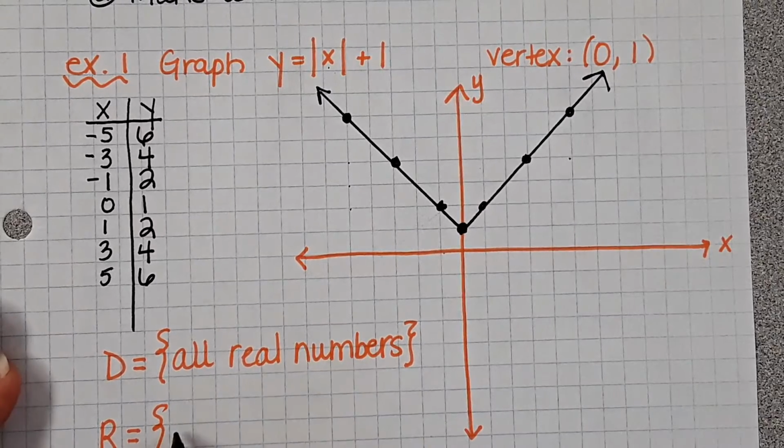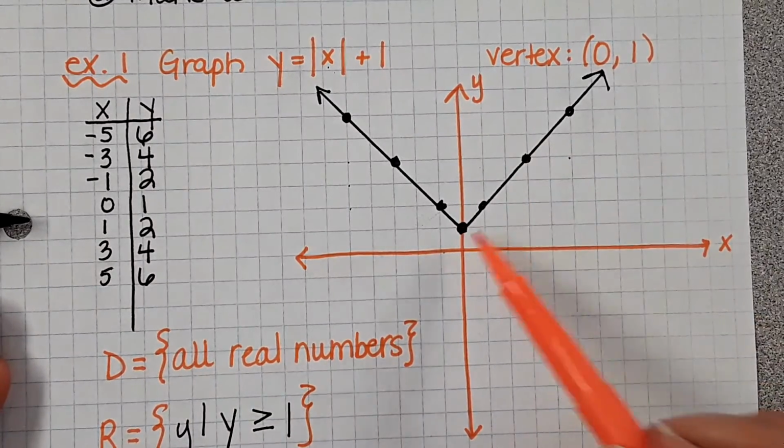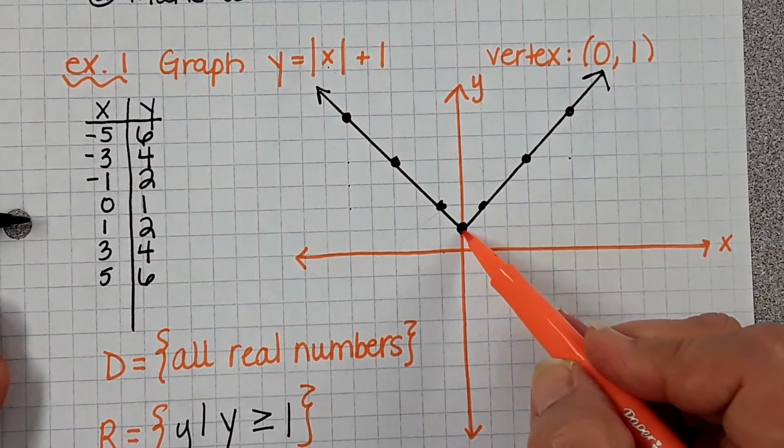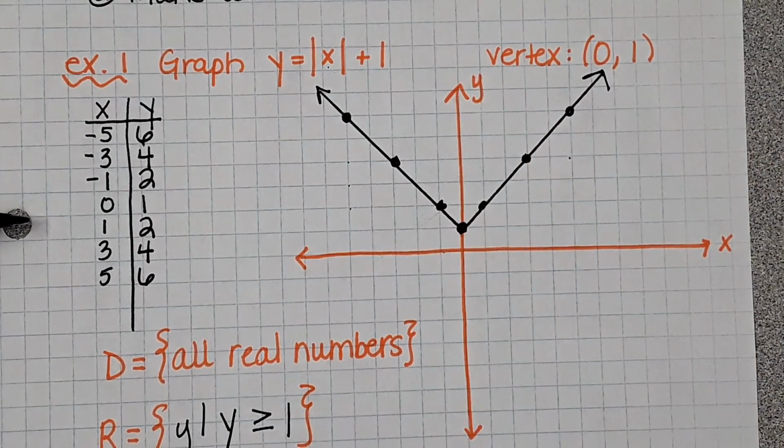So on this one, it's going to be y such that y is greater than or equal to 1. And the reason that is because 1 is our lowest range, and then all the y's just become positive.